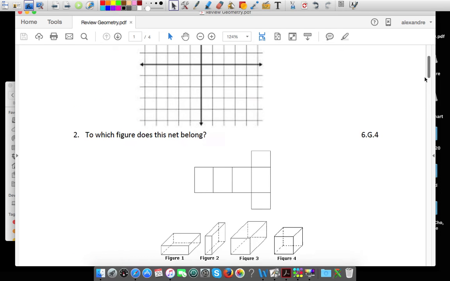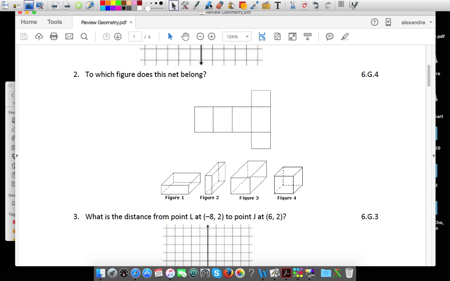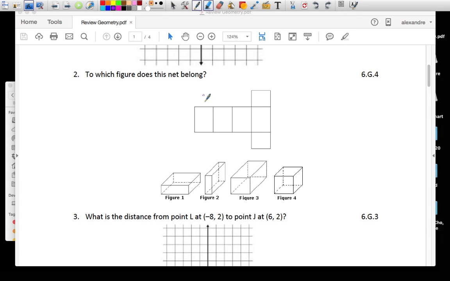Move on to the next question. Hopefully this won't take too long. Which figure does this net belong to? Well, if I fold this up, let's see. Well, it's definitely not a cube. Okay. I don't see any skinny part like this. Okay, like this too. It's definitely a rectangular prism. Just I don't think it's this one.